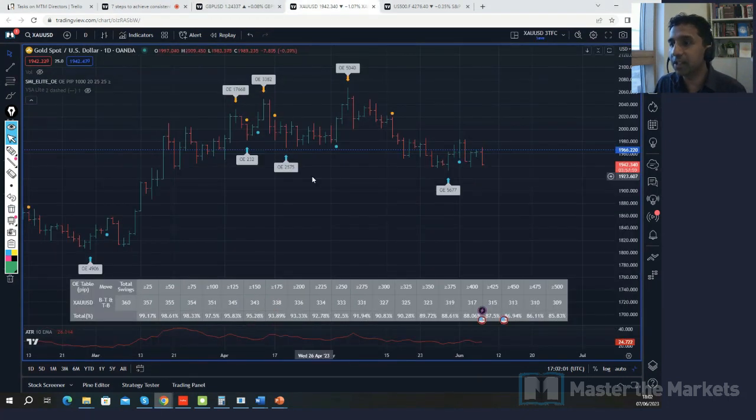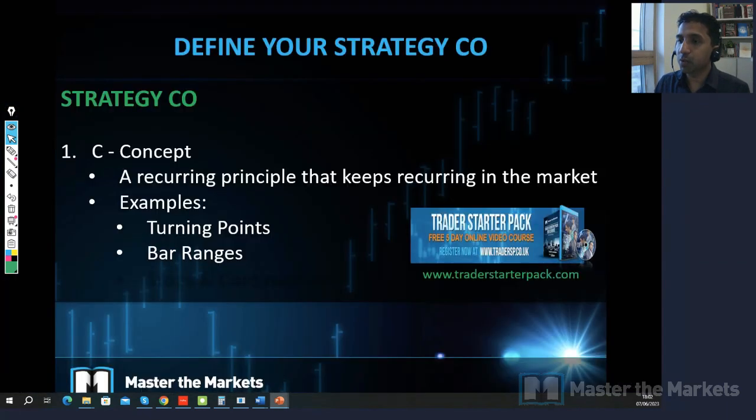You want volatility in your favor so that you can make it into a net profitable strategy based on your strategy construction rules. So in this type of principle, the bar ranges will form. It makes sense, doesn't it? It's got to keep recurring.